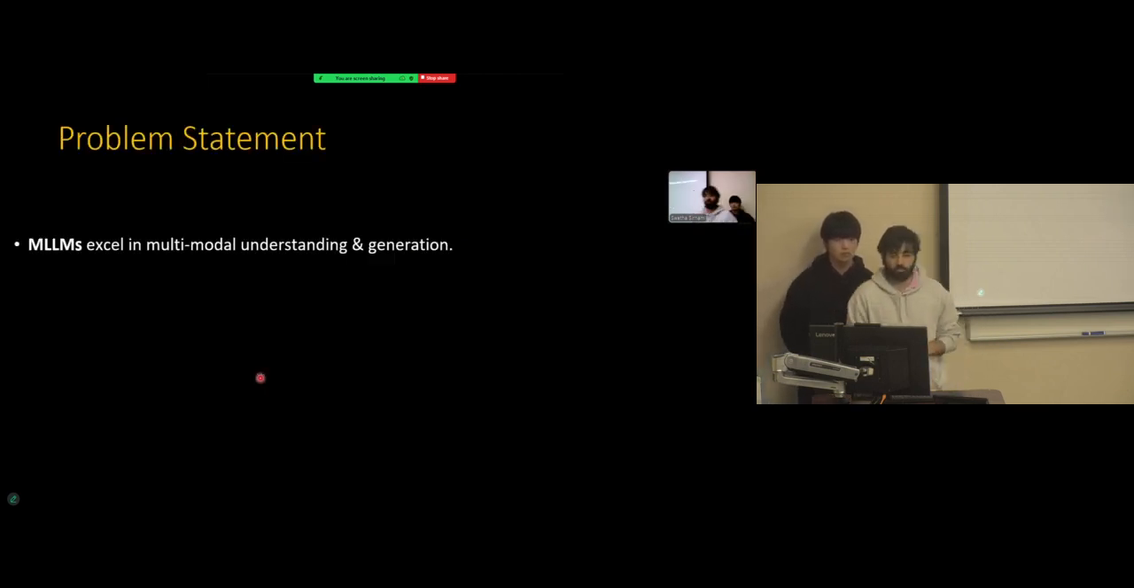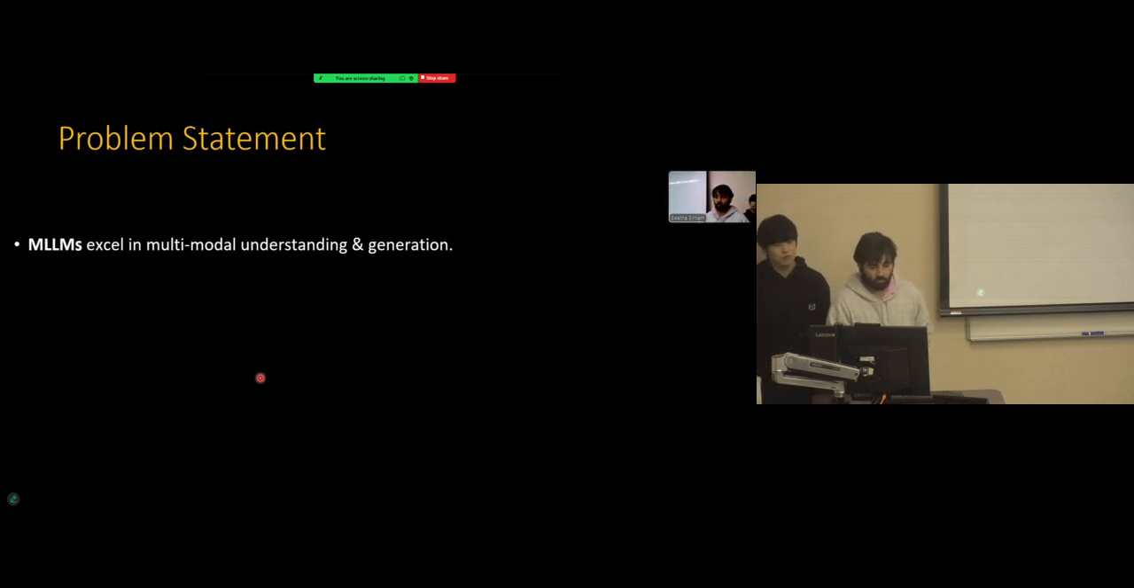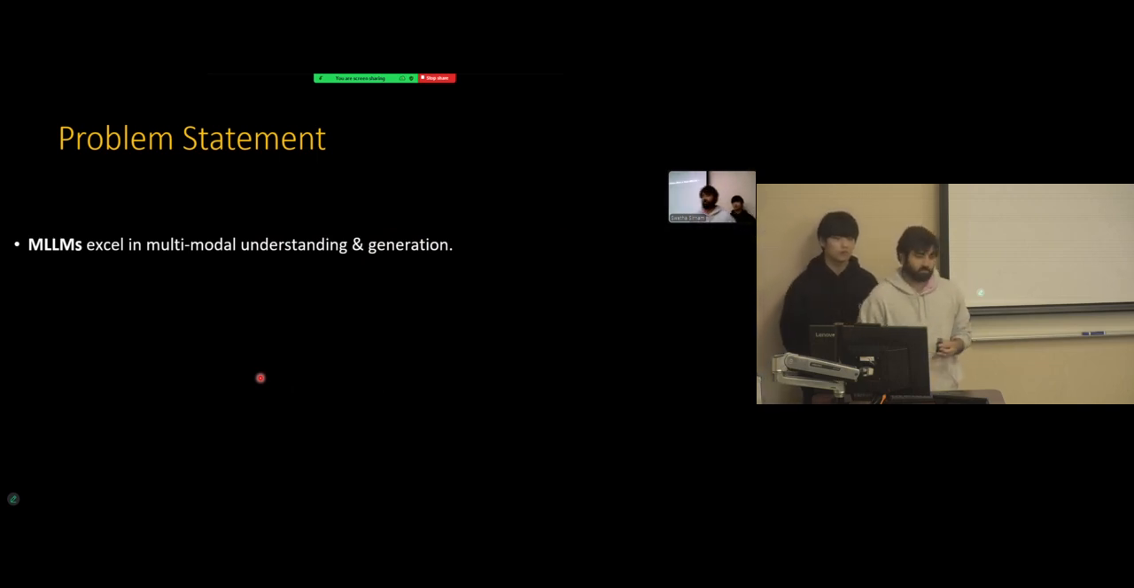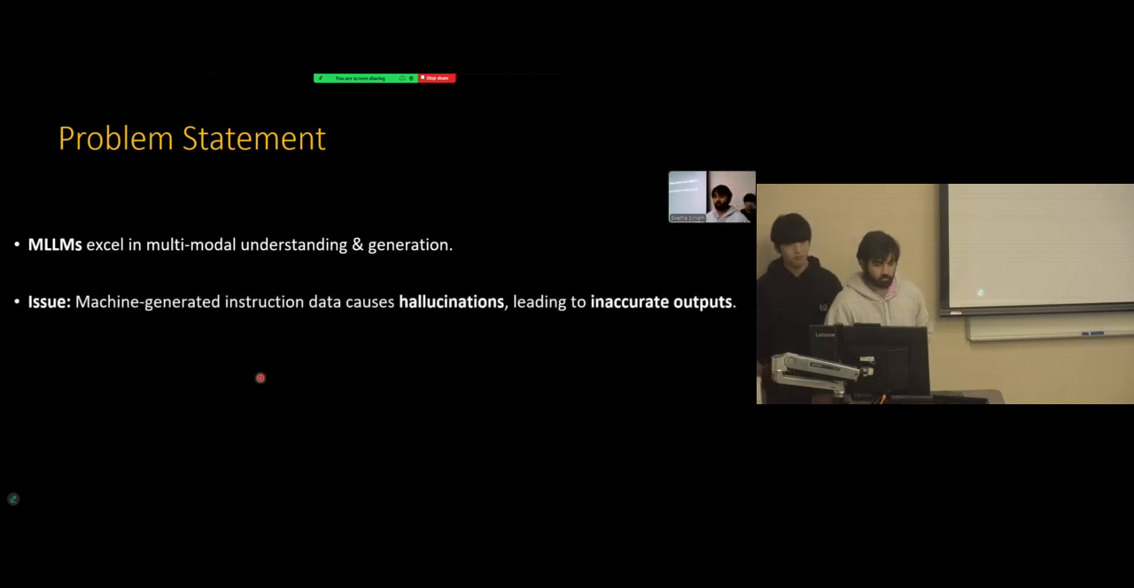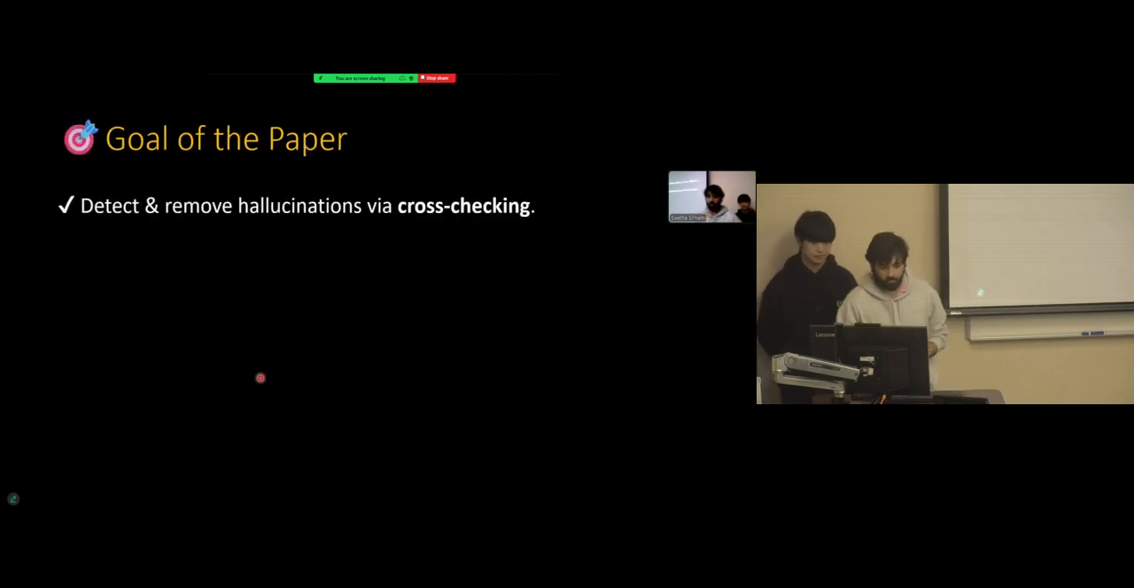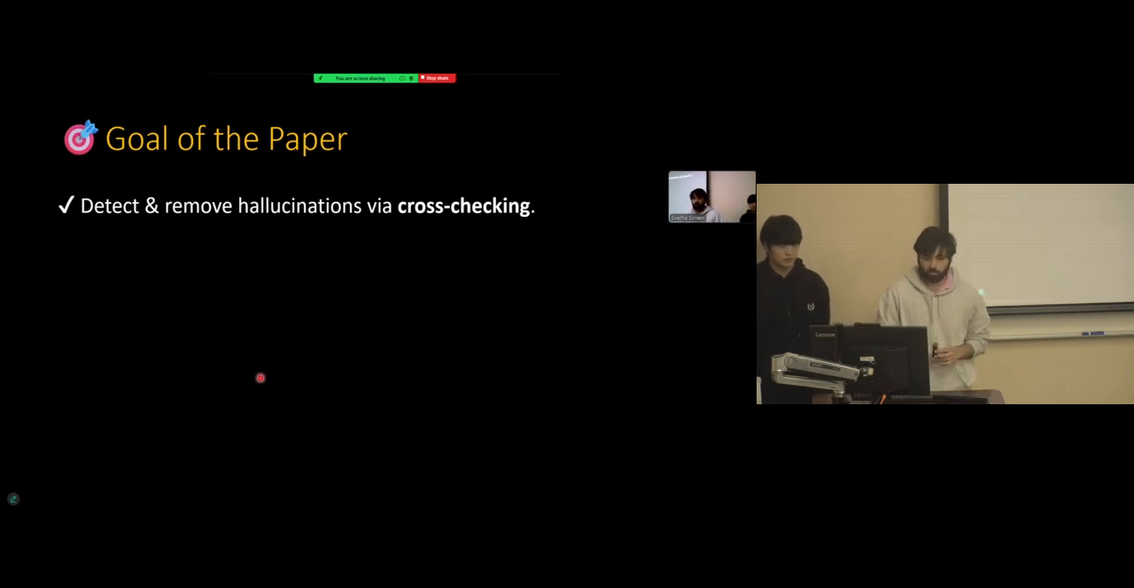So let's talk about the problem statement. As we already know, MLLMs excel in multimodal understanding and generation tasks, but there is a very big issue: the machine-generated instruction and data contain hallucinations. This is primarily because the training data that we have contains hallucinations, so it cannot be avoided. The goal of the paper is to detect and remove hallucinations, of course, via cross-checking.